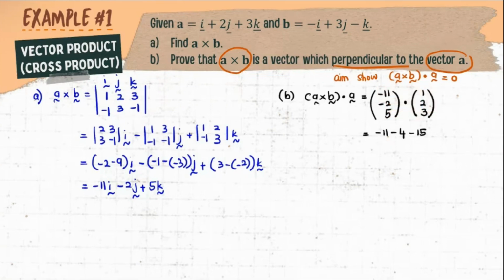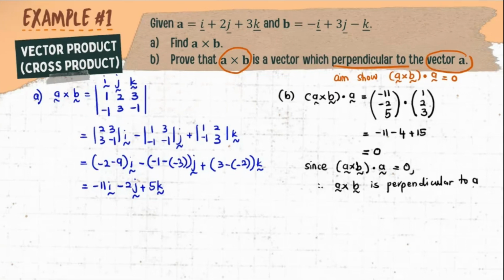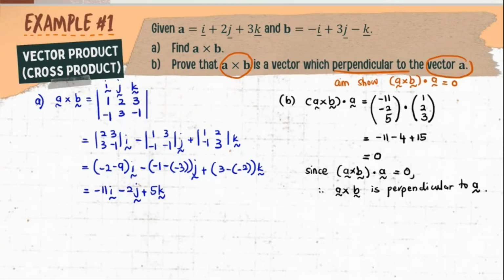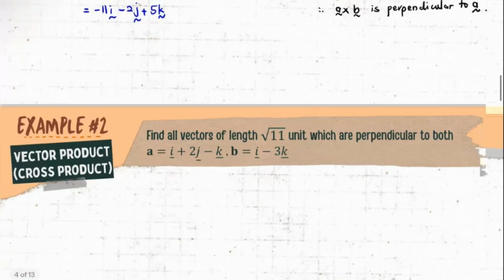Tambah kan? Sini tolak pula. Plus dengan 15. So negatif 15 plus 15 dapatlah kosong. So kena buat conclusion. Since A cross B dot with A is equals to 0, so therefore A cross B is perpendicular to vector A. Settle. Seterusnya kita pergi kepada example kedua.